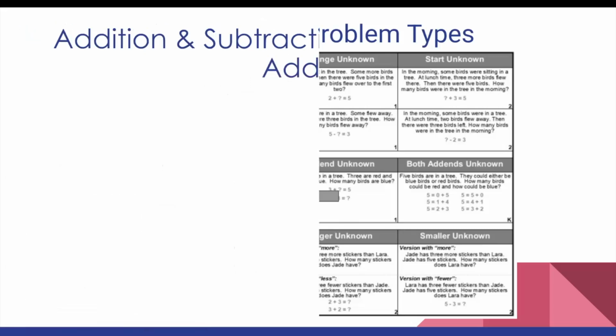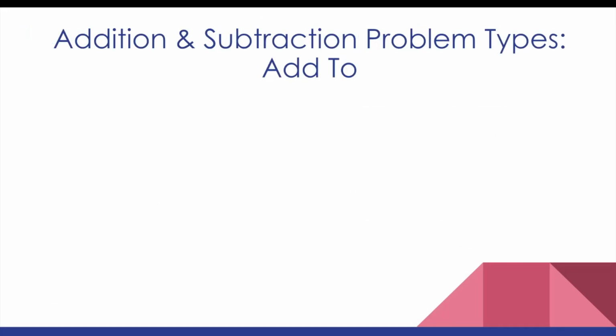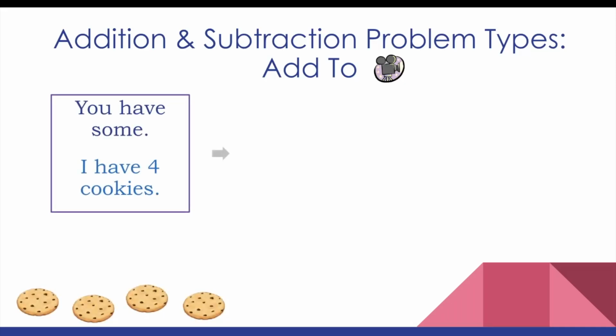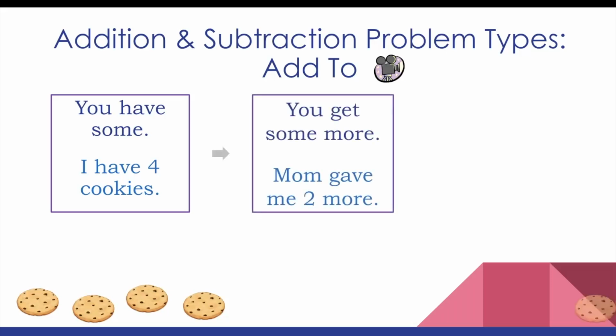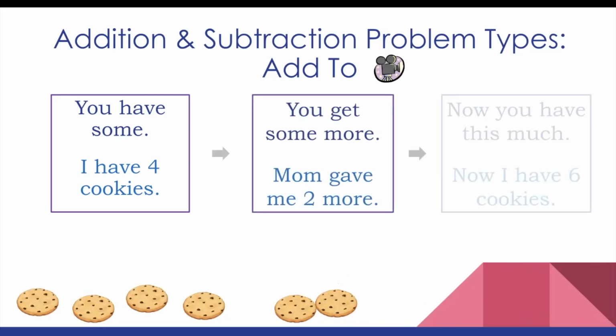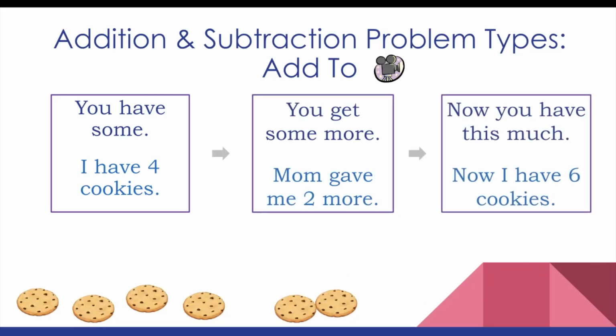The first problem type are add to problems. We call these video problems because you can see the action happening. In add to problems, you begin with some, you get some, and now you have a new amount. So for example, I have 4 cookies, Mom gave me 2 more cookies, now I have 6 cookies.